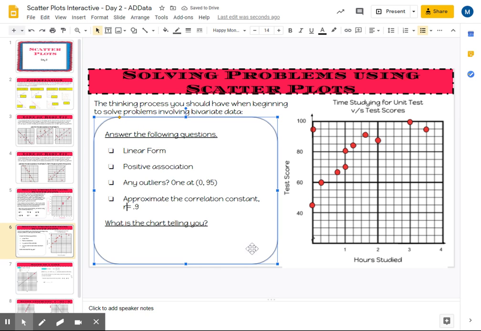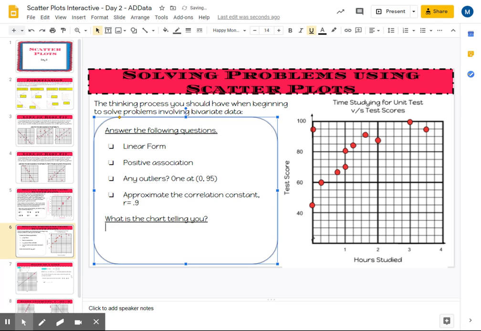Okay. And then finally, what we want to try to assess is what is the chart telling us? And that's where we look at the relationship between the x-axis and the y-axis. So this is a chart that's relating hours studied versus the test score that you get. Okay. So to me, the chart is telling me that the more hours that a student studies, the higher their test score is.